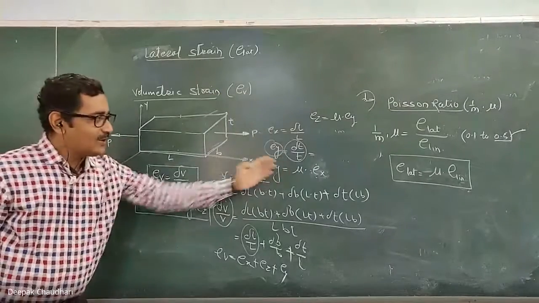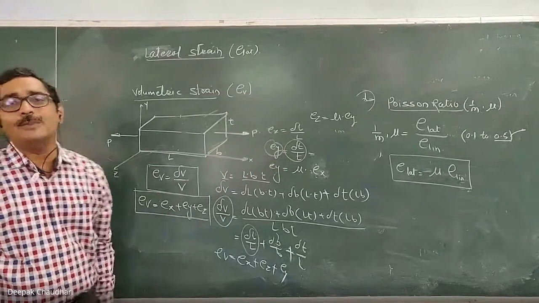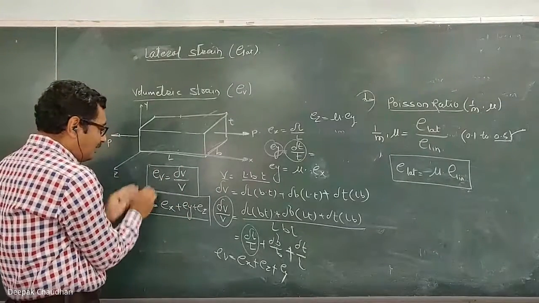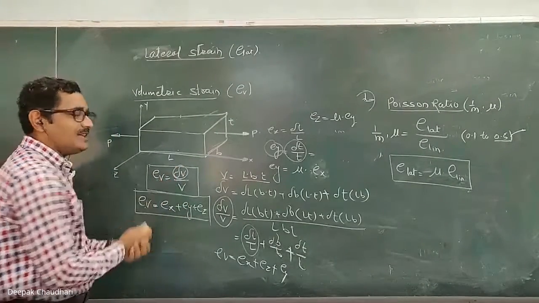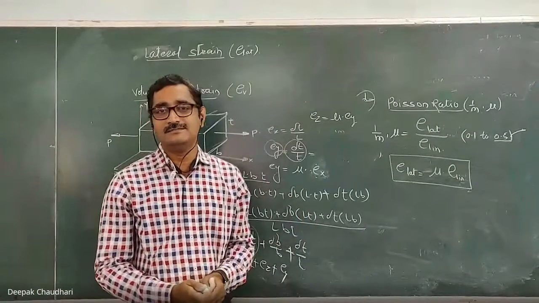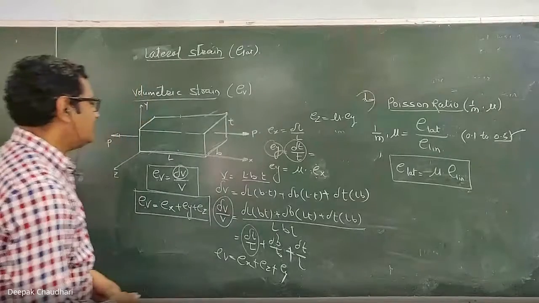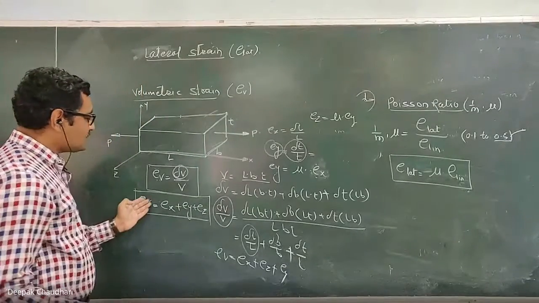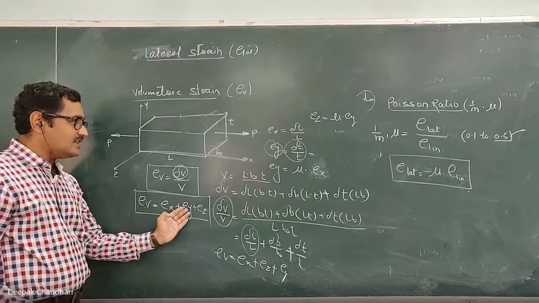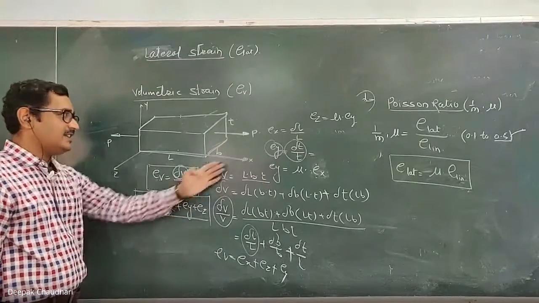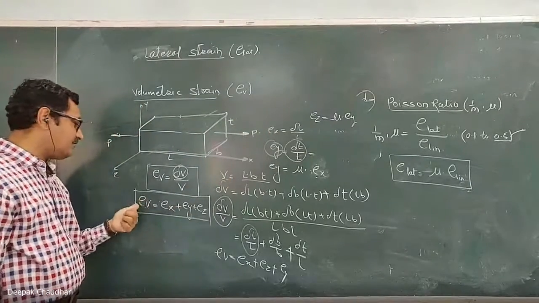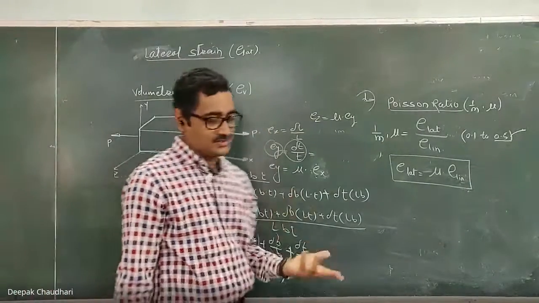If I calculate all these strains and substitute, we'll get the volumetric strain. If you know the volumetric strain, you can calculate the change in volume, how much volume can change because of this applied force. Understood? Just remember, the volumetric strain equals EX plus EY plus EZ. This is the resultant strain in x direction, resultant strain in y direction, and resultant strain in z direction. If I substitute the values of EX, EY, and EZ in this equation, you can get the formula for the volumetric strain.